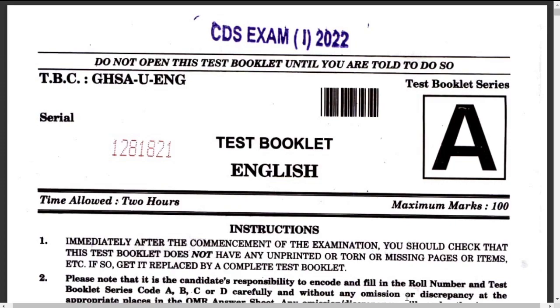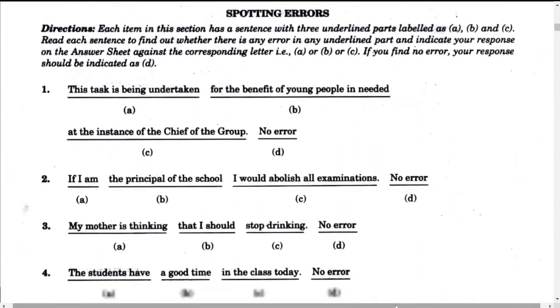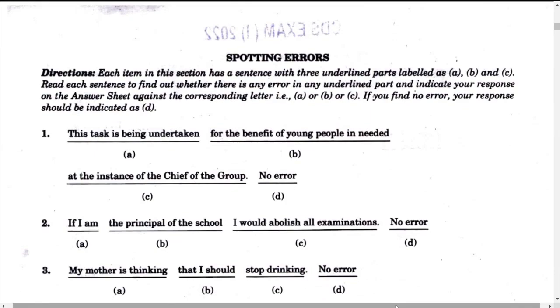In this video, I'm going to explain the previous paper CDS exam. This is the CDS 1 exam in 2022, and the CDS 2 exam is going to be conducted in September, on the 4th. So this exam is already completed. This is the paper that you got for English. I'm going to explain all the English questions and answers, along with all the grammar part. Let us get started with spotting errors here.